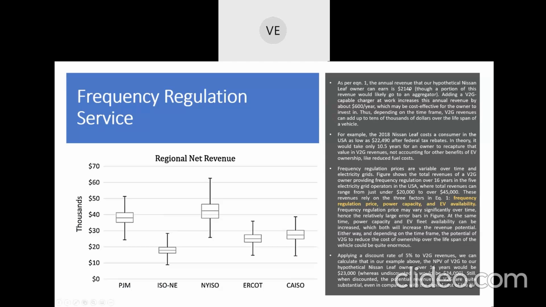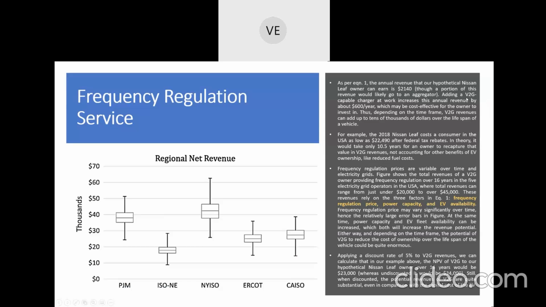But the whole amount is not for the owner. A portion of this has to be given to the aggregator for facilitating this service. He is the owner of the infrastructure, who acts as a third party, who takes the role of the third party. So a portion has to be given to the aggregator. Now, adding a V2G capable charger at work increases this annual revenue by about $600 per year.